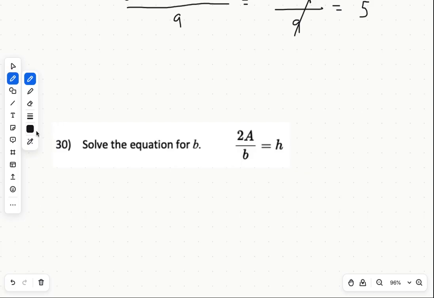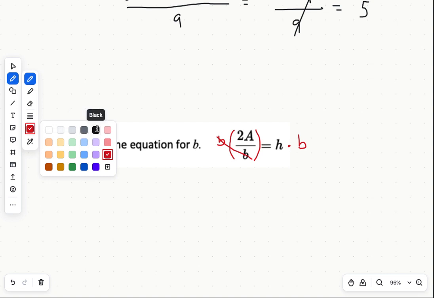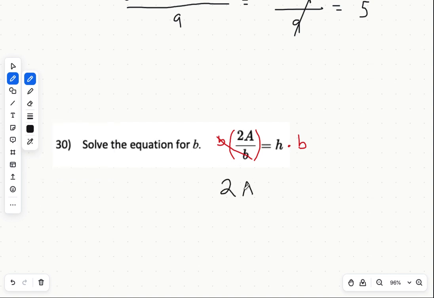So for me on this one, my first move would be to multiply both sides by b. And what that's going to do is get that b out of the denominator and then up into the numerator where I need it to be. So we'll cancel those. And that gets us to 2a equals hb. So now if I want to get b by itself, I would probably want to divide both sides by h. Seems like the plan since this is an h multiplying the b. H is canceled, so then 2a over h would equal b.